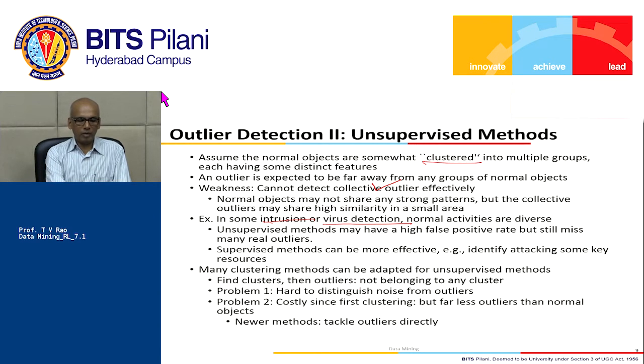Many times the clustering methods first find the clusters and then the outliers. And here the challenges are with respect to distinguishing noise and outliers. Also, they first need to completely execute a clustering algorithm, which makes it costly to find the outliers. So there are newer methods that people are working on that try to tackle the outliers directly without creating a cluster analysis for the entire universe of data.